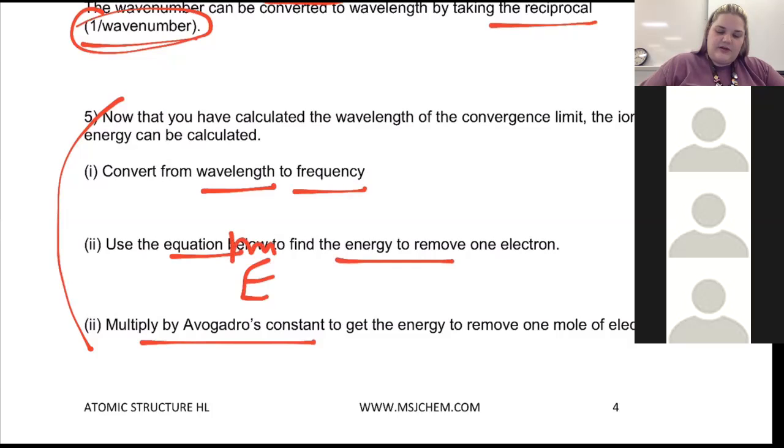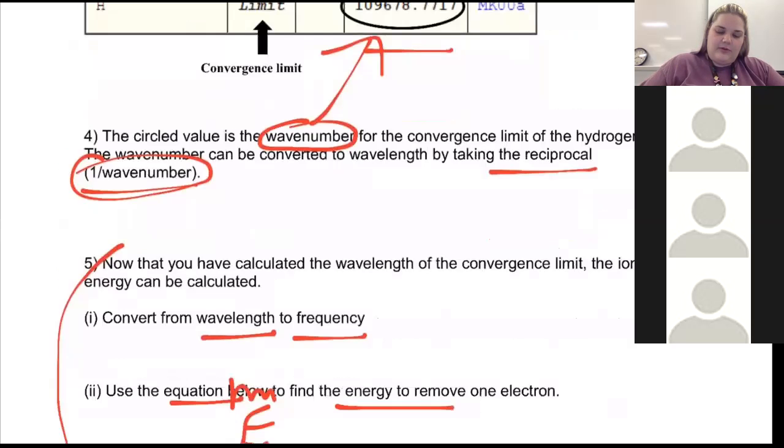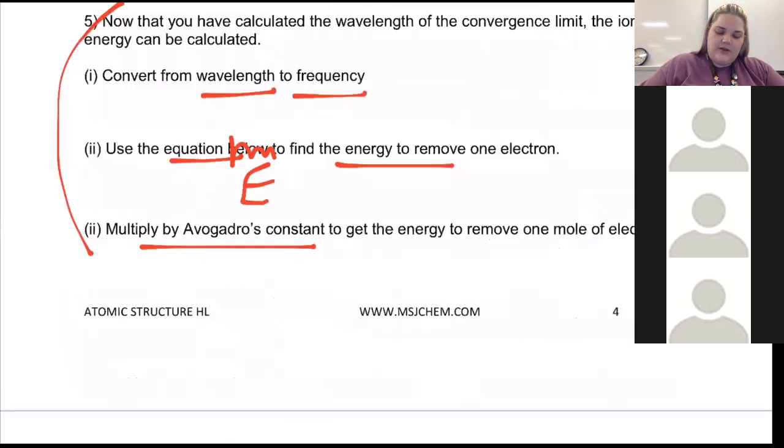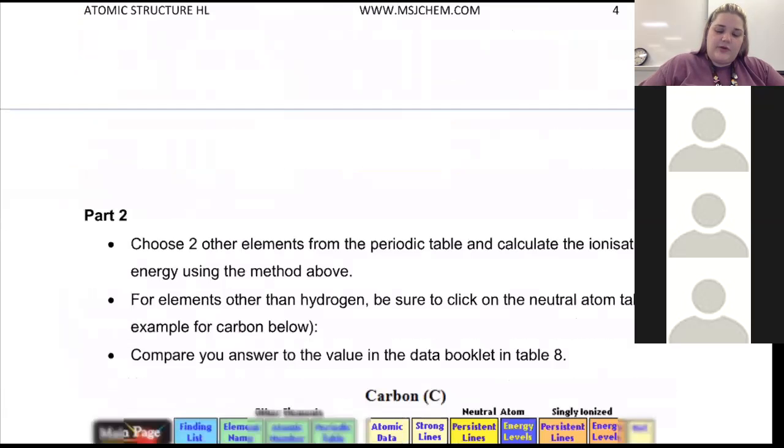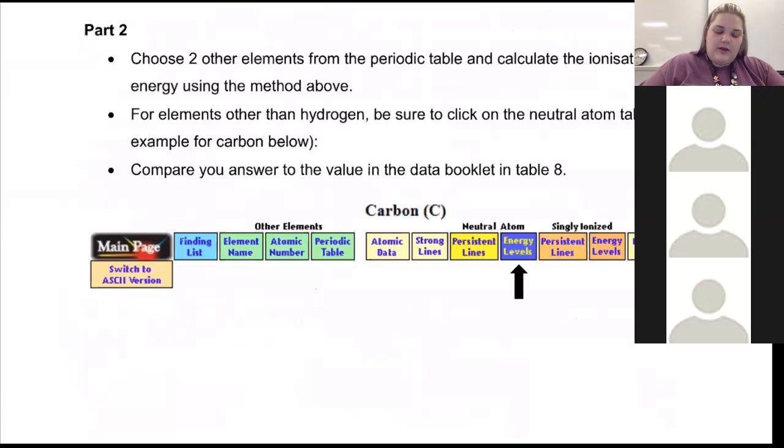You're just using this value from the little website that it's going to have you go to. And then in part 2, it's going to have you choose 2 other elements. You can choose whatever 2 you want, and you're going to do the same 3 steps. You'll calculate the frequency from the wavelength, then you'll calculate the energy from the frequency, and then you'll calculate how much for 1 mole of that element, okay?